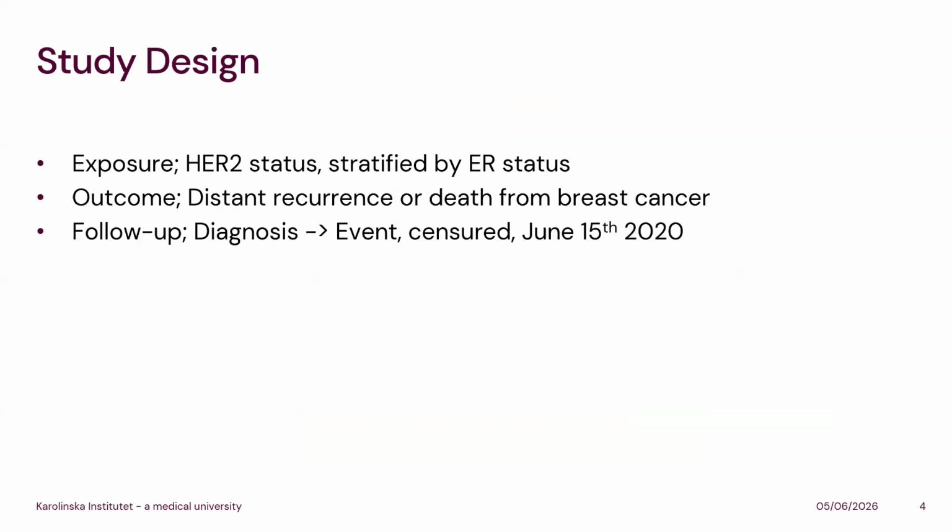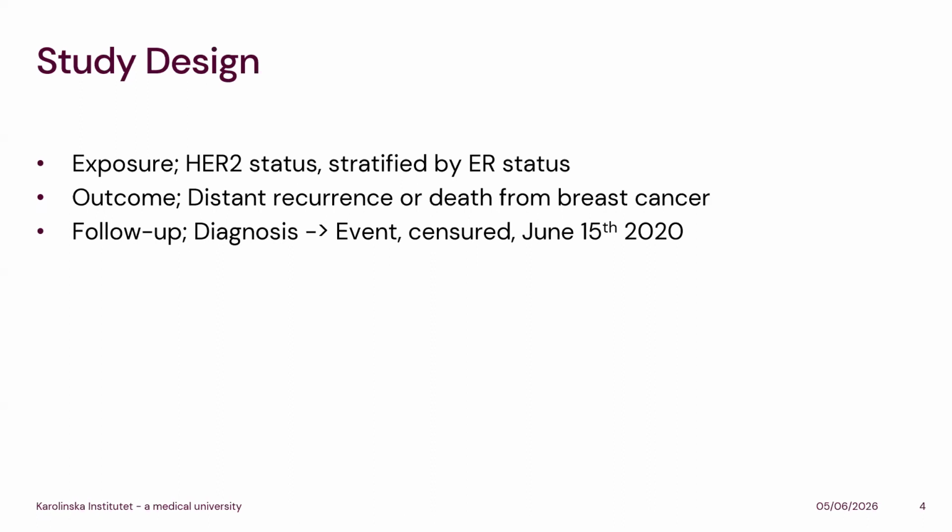With our study designs for exposure in breast cancer, you have 2 kinds of prognostic markers. There's several, but the 2 main ones are human epidermal growth factor receptor 2 and estrogen receptor. So if these are either amplified or overexpressed, we say they're HER2 positive or ER positive. Otherwise, they are negative.